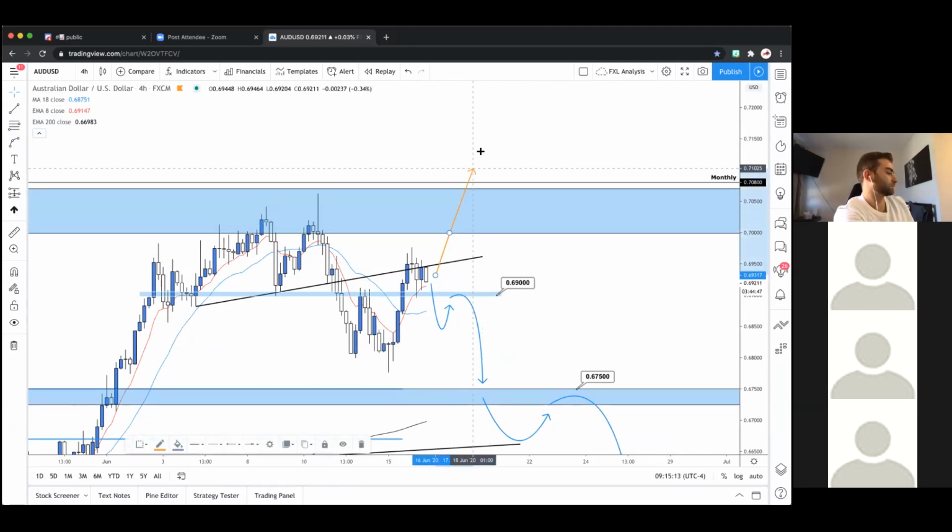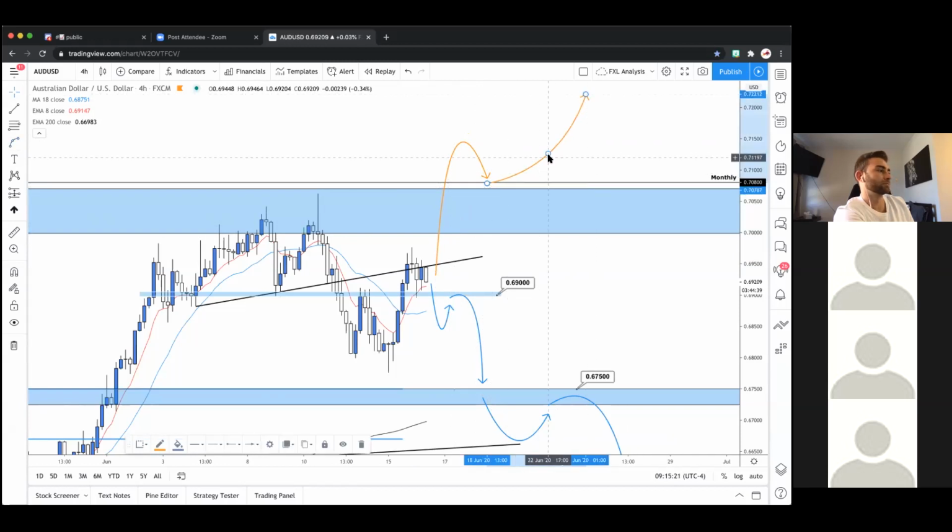So if it breaks the monthly, then we're changing our bias altogether. So it could do something like this, right? If it does do this, just wait for this higher low to form. Okay, so that's AU.